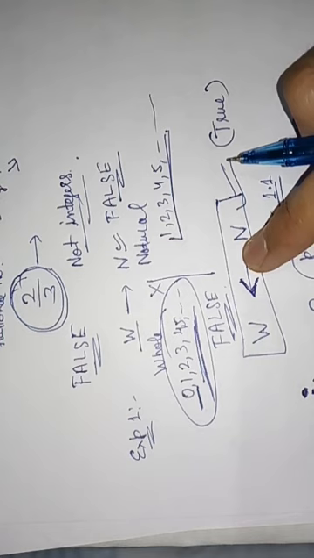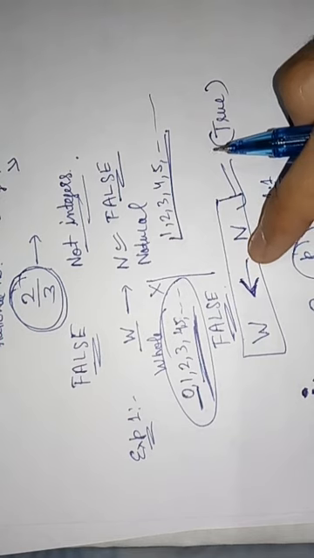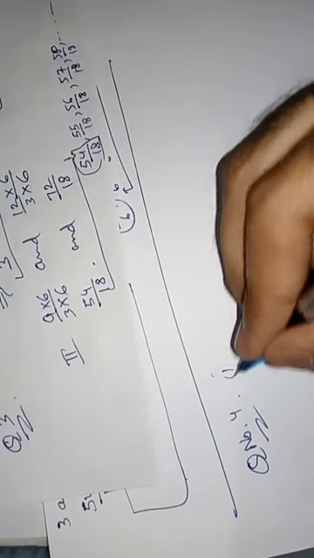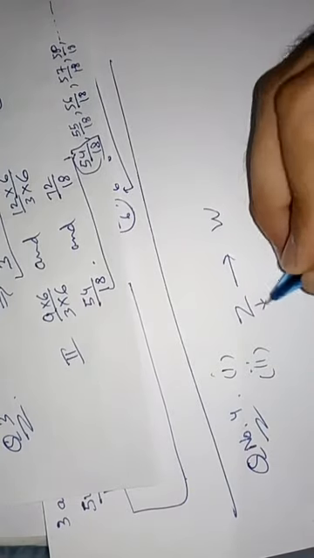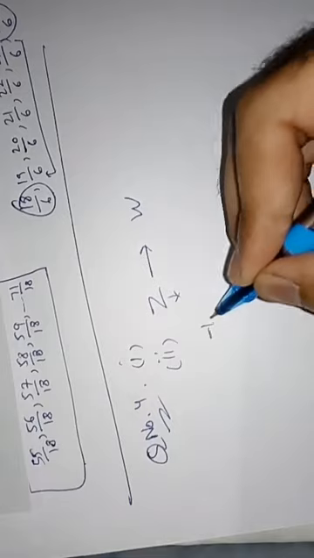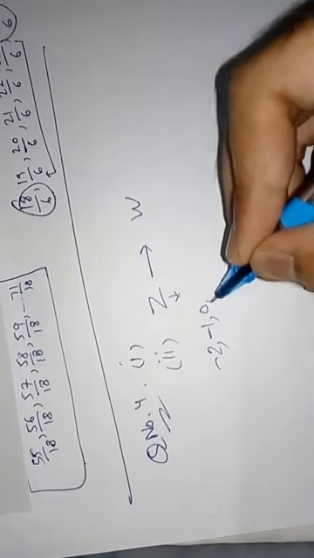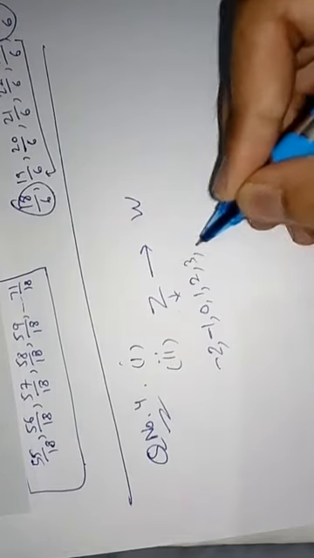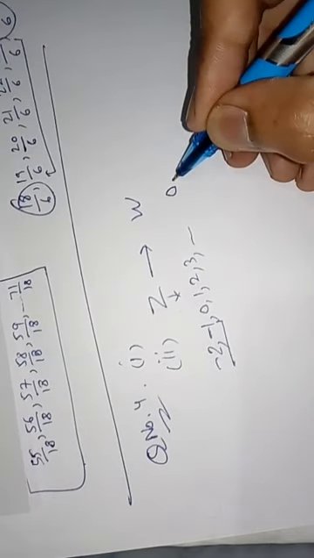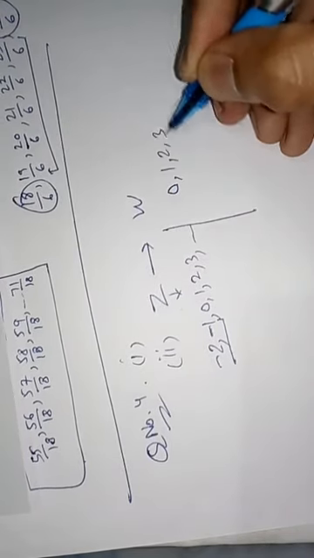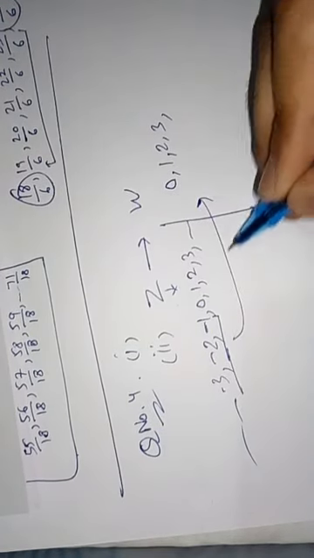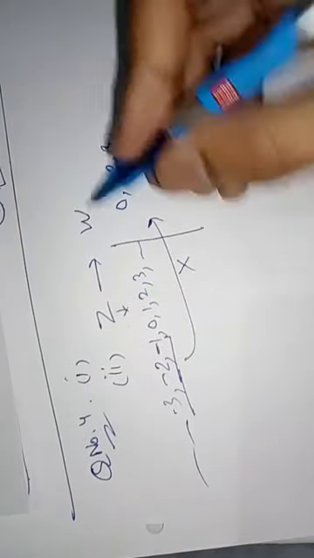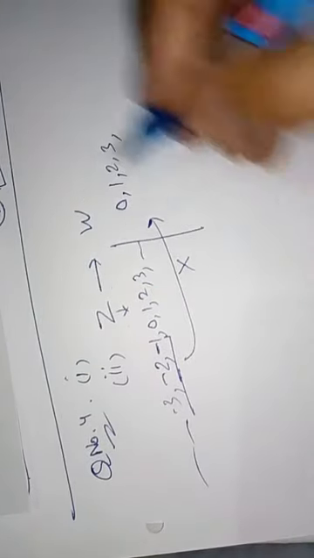Clear? So second, every integer is a whole number. Beta, my dear, in integers there are negative numbers also: 1, -1, -2, +1, +2 and 0. So these negatives are not coming in whole numbers. Whole numbers start from 0, 1, 2, 3. So negative numbers are not there. If they are not there, that means all integers are not whole numbers. So this statement is false.